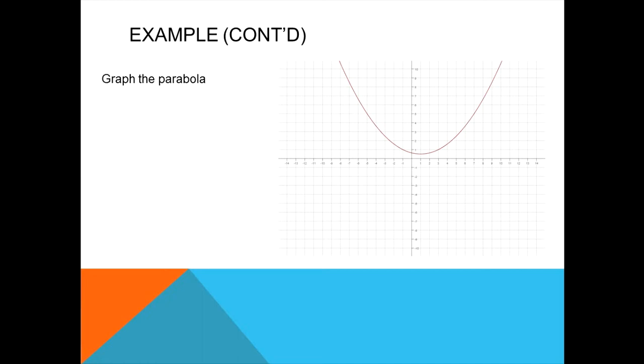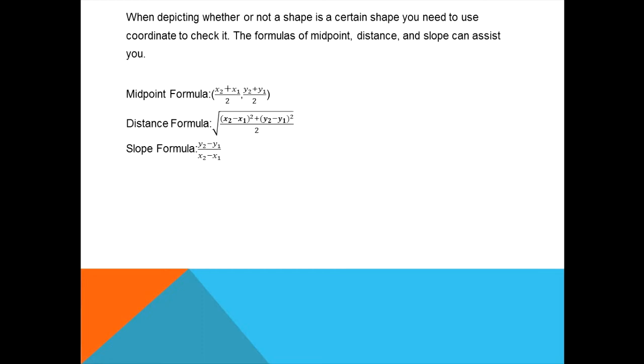Now, we had to do it on a different graph because we had to actually draw the parabola on there, and it was a lot harder. But that's the answer for your graphing. You can check it, pause the video and look at it, but we're going to move on. When determining whether or not a shape is a certain shape, you need to use coordinates to check it. The formulas of a midpoint, distance, and slope can assist you, such as the midpoint formula, the distance formula, slope formula. These all are very helpful, and you'll see why.